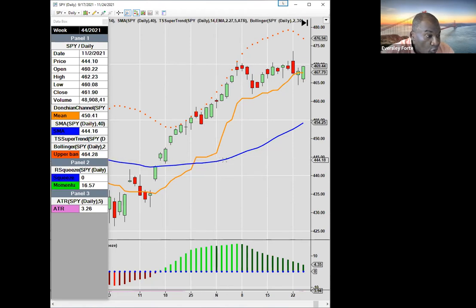The blue line is a 40-period simple moving average on a daily chart. You'll find we have the same moving average on all of our charts, pretty much, the 40. Whether daily, weekly, or monthly, the 40 is on there. And some people have asked why I use the 40.